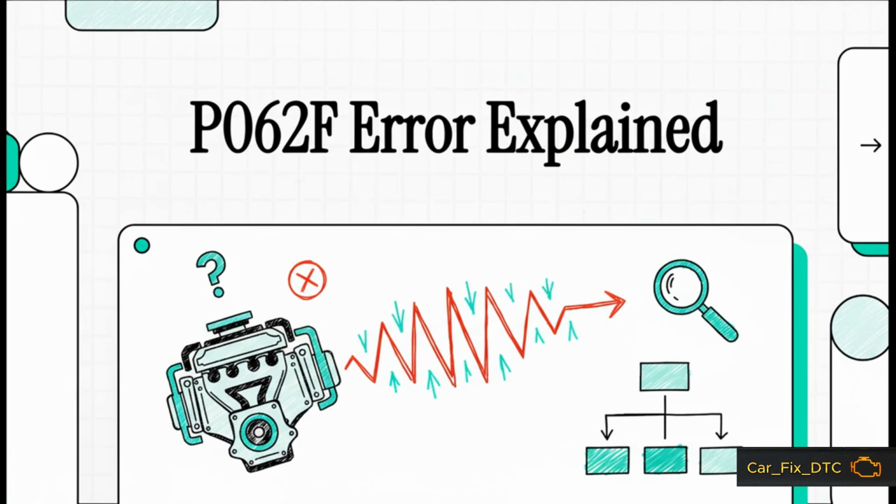So, you plugged in your scanner, and bam, this P062F code is staring back at you. It looks pretty scary, right? Points to a problem deep inside your car's brain. But don't worry. In this explainer, we're going to break it down completely. What it means, what causes it, and a step-by-step guide you can actually follow.